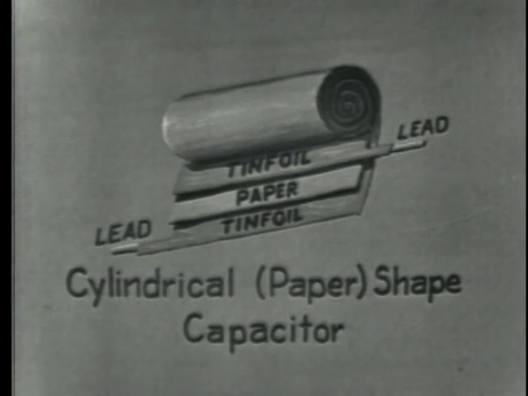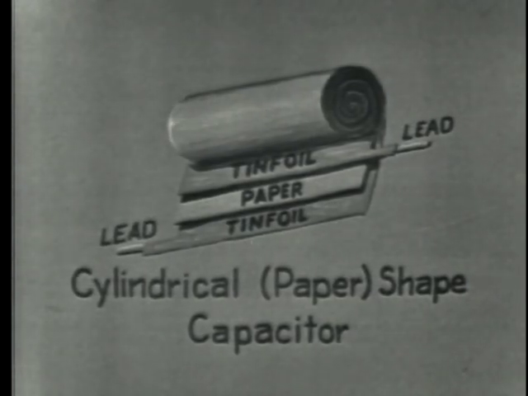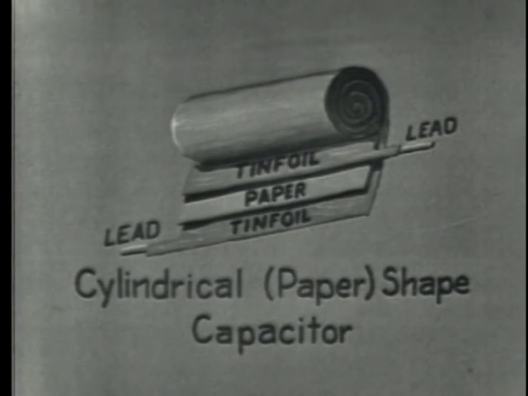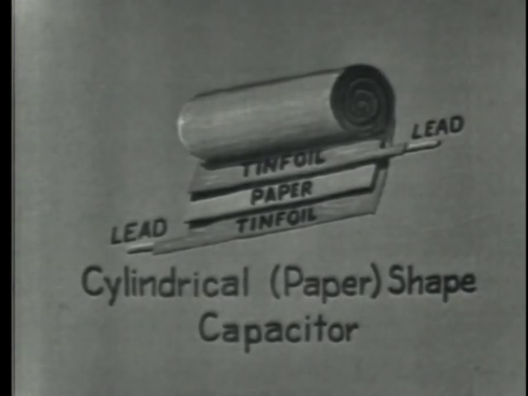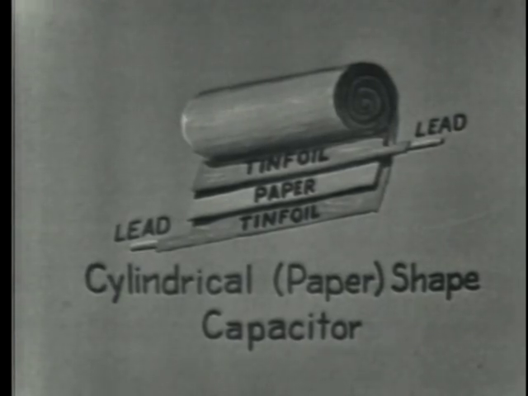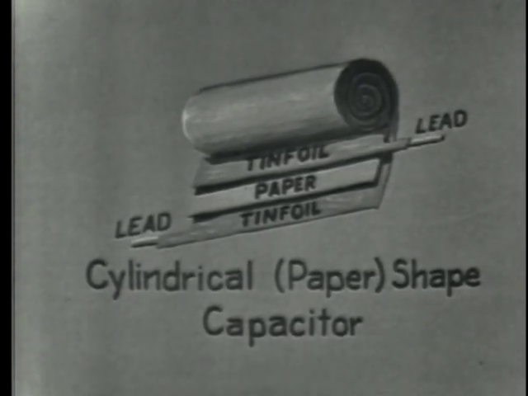Probably the most common fixed capacitor in use today is the paper dielectric capacitor. The reason it's very common is its low construction cost. Here's how it's constructed. Two layers of tin foil, separated by a layer of paper, rolled into a cylindrical shape. After the capacitor is rolled, it's dipped in melted wax so it will retain its shape. This is a very inexpensive capacitor for the job it can do.